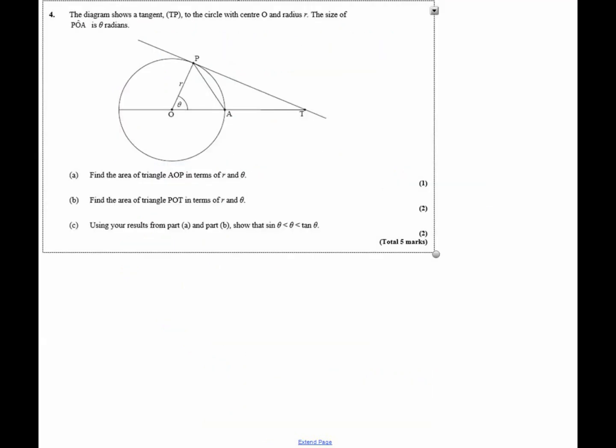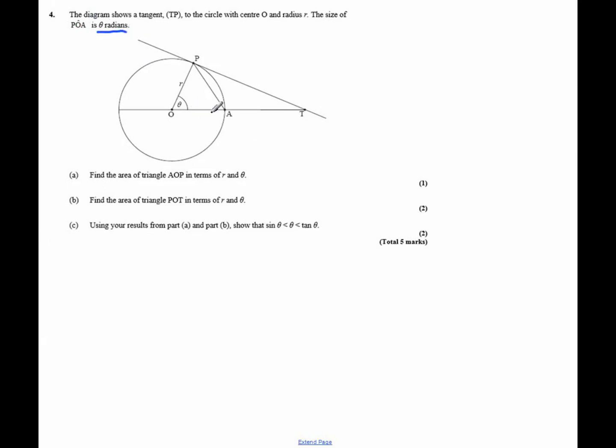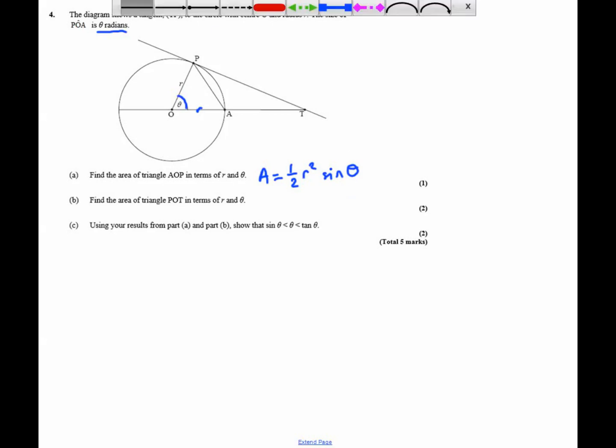Full stop. Next question. Find the area of the triangle AOP in terms of r and theta, where theta is in radians. That might be relevant later on. Now clearly this is another radius, so it's r. So the area is going to be half the product of these two, r squared, sine of the angle between them, theta. Done.